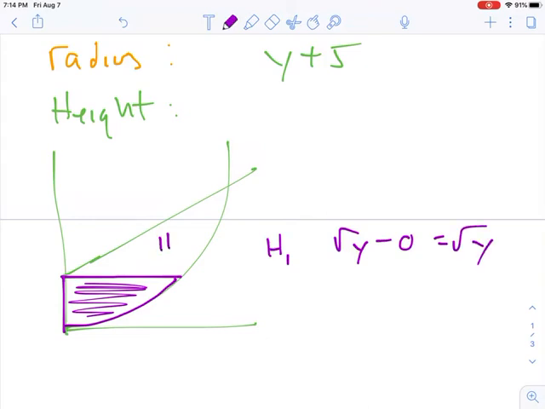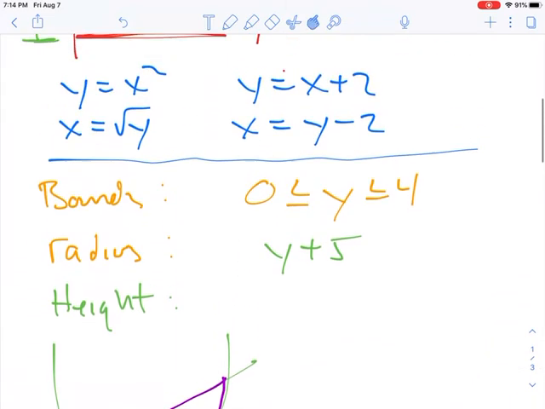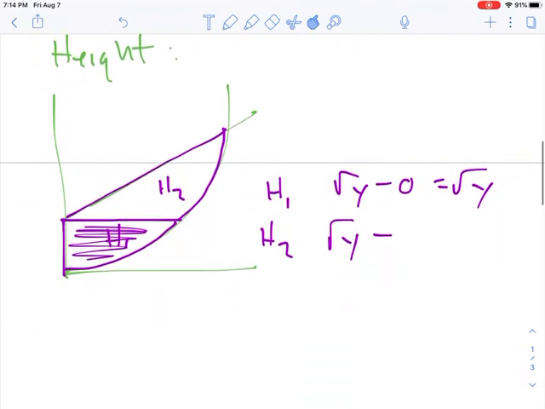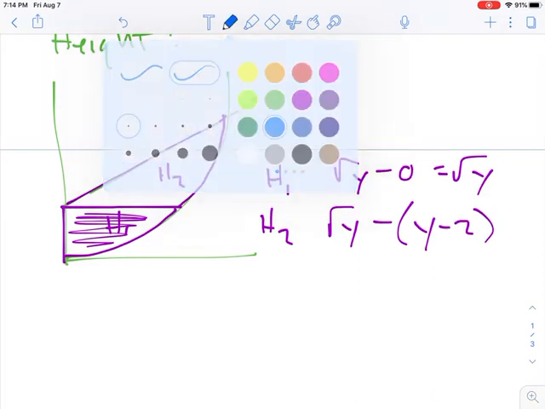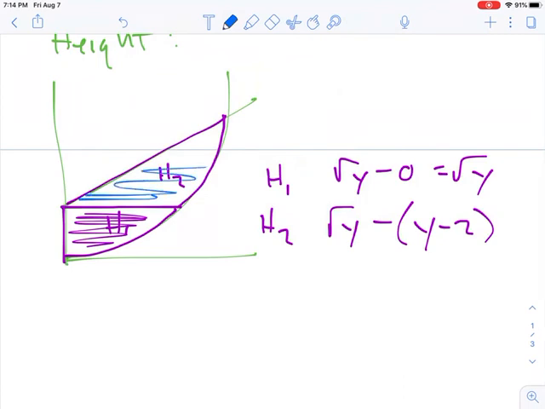The height in area 2, this was area 1, is going to be the difference between that curve and that curve. So that's going to be the square root of y minus, what did we say that was? That was y minus 2. And that, of course, is going to give us this area in here.